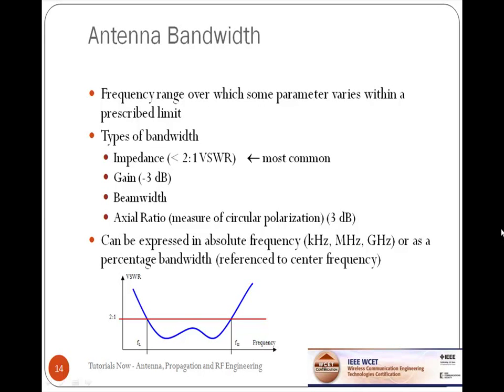There is also an important parameter called antenna bandwidth, which is defined as the frequency range over which some parameter varies within a prescribed limit. The different types of antenna bandwidth may include impedance, which varies according to some VSWR type of specification, and this is the most common. Also, it can be defined with respect to the gain, in this case 3 dB, and it can be defined with respect to beamwidth and axial ratio, which is a measure of the circular polarization, and 3 dB is usually used.